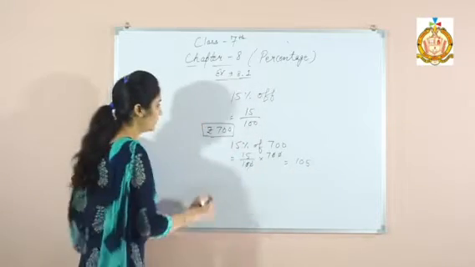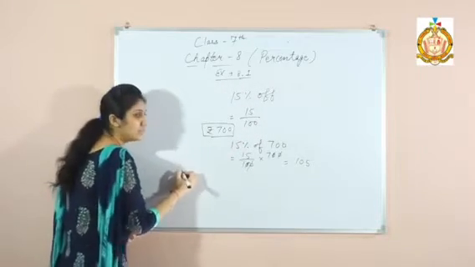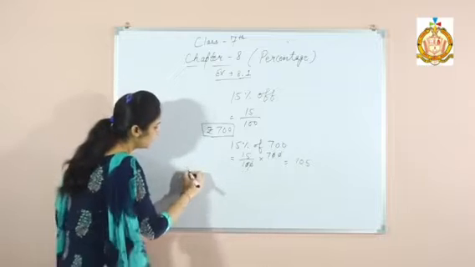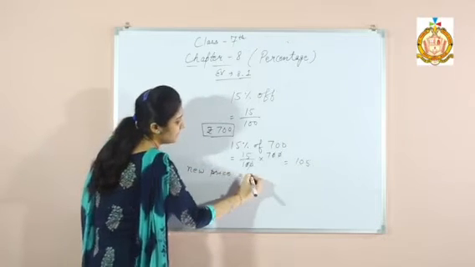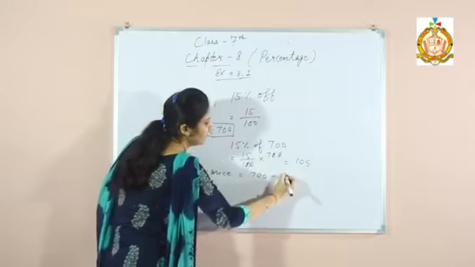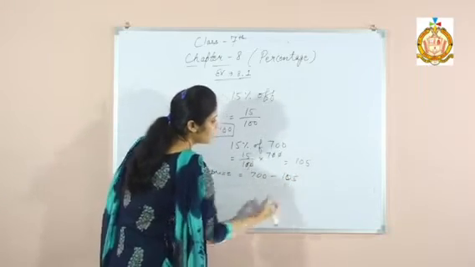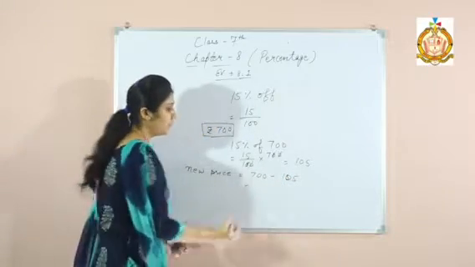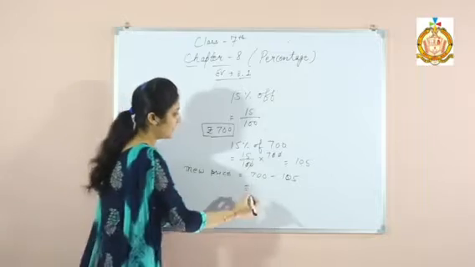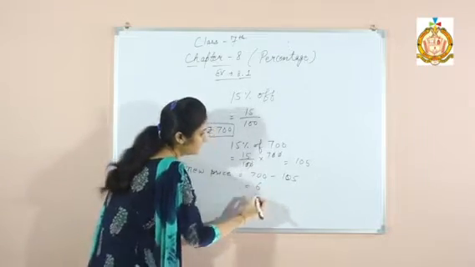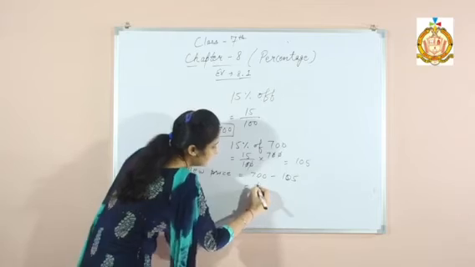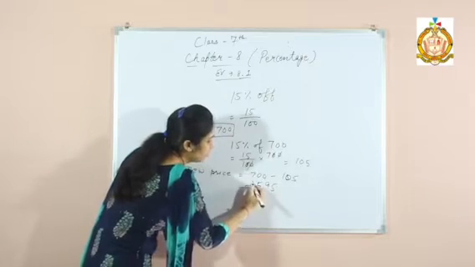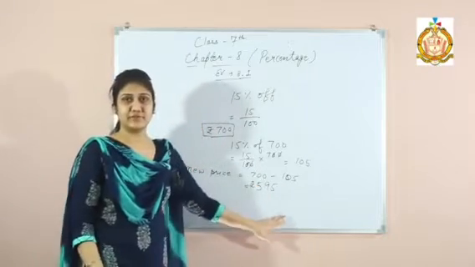105. So to find the actual price, means the new price of the article, what we would do? We would subtract 105 from 700. What would you get? You would get 595 rupees. Now you would have to pay 595 rupees.